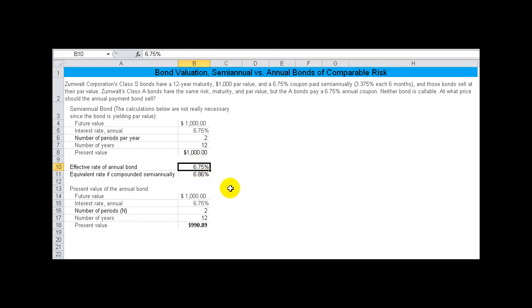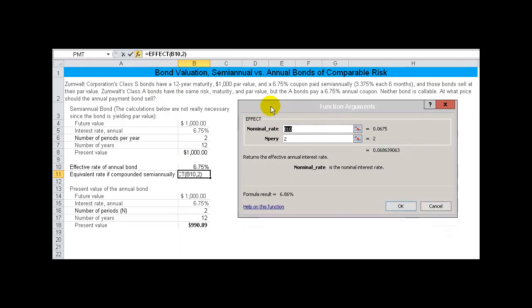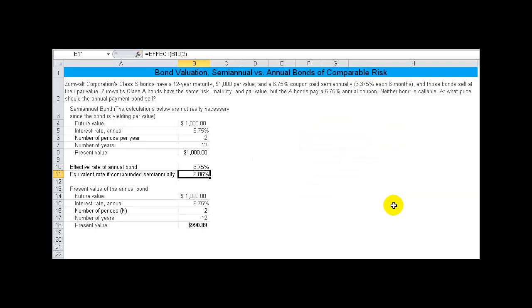All right, so what do we know? The effective value of the bond is the 6.75. The equivalent rate, if we were to compound that semi-annually, what you have to do is just determine what's the effective rate if it's paid semi-annually. And the easiest way I know how to do that is to use an Excel function called EFFECT. Here's how it works. It returns the effective annual interest rate. So we tell it the effective rate is given in cell B10, the 6.75, and it compounds twice a year. So what would be the equivalent rate if that was the effective rate? And that would be 6.86.